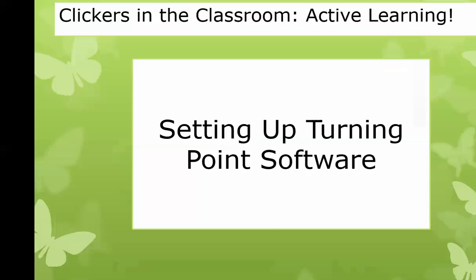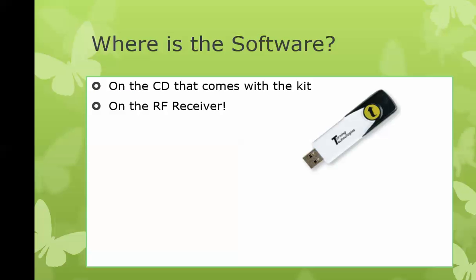Okay, so once you get your clickers, you check them out, or if you have a purchased set, you're going to want to install the software. Now we use clickers by Turning Point, and the software comes on a CD that is tucked into the little kit that you get, but as a great convenience, it is also installed on this little radio frequency receiver. In other words, this little antenna. After all, this is just a USB device that you're going to plug into your computer. So it's very convenient that the software is on there.